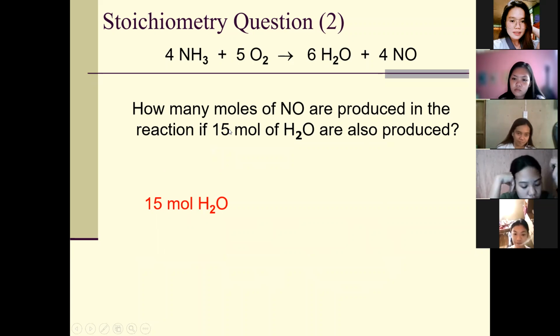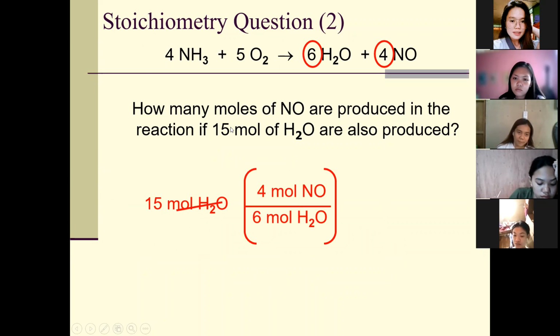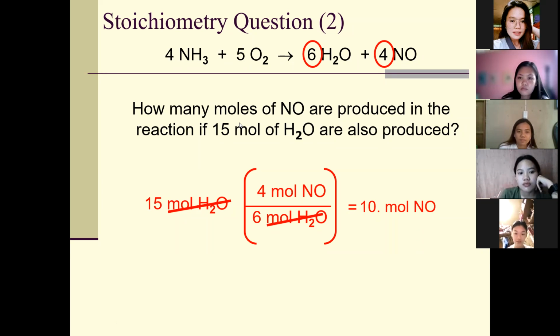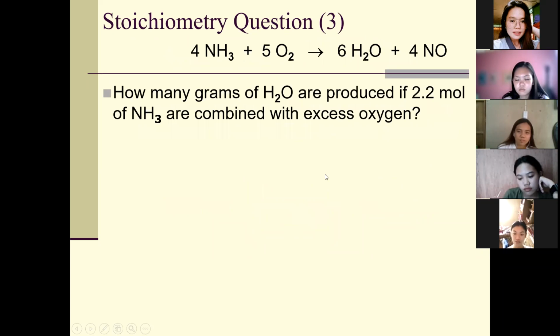So again, I have another solving here. This is it again: 10 moles of nitrogen monoxide. This is a case wherein there is an excess amount of the products and the reactants. Supposedly, you will have 6 moles of water only. But this time, what is produced during the reaction is 15 moles. Of course, the other substance will also adjust. So instead of 4 moles, you have 10 moles of nitrogen monoxide. Okay? Now, how about this?